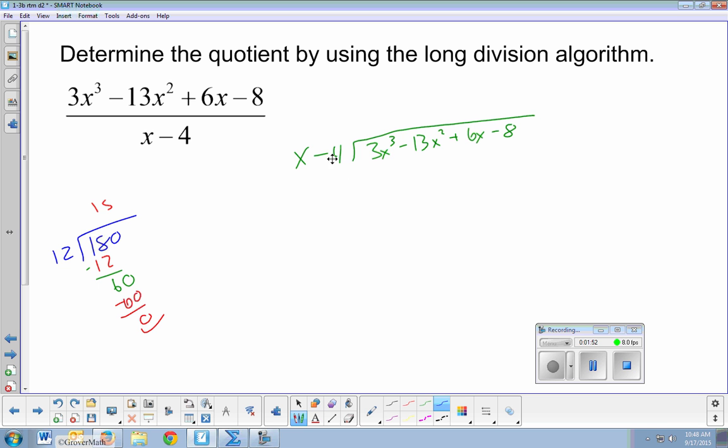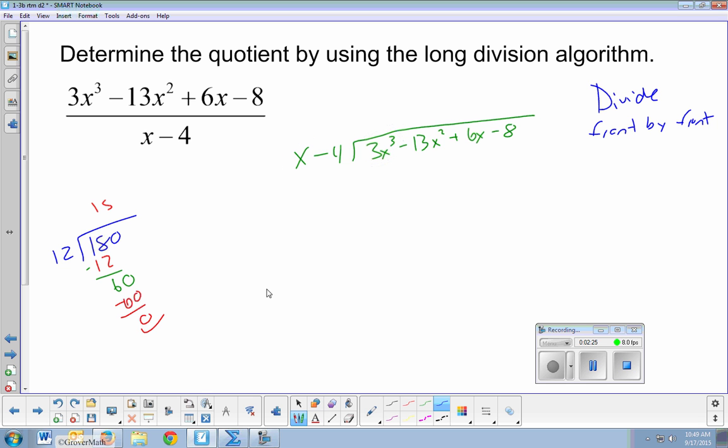Now, this is a binomial, two terms, so I am going to be working just like I did over here. Like first I did 12 and 18. It's going to be the same thing, but I am going to start off by thinking about it as front by front. That's how I always say it in class. I'm looking at the front term of the divisor and the front term of the dividend. What is 3x to the third divided by x?